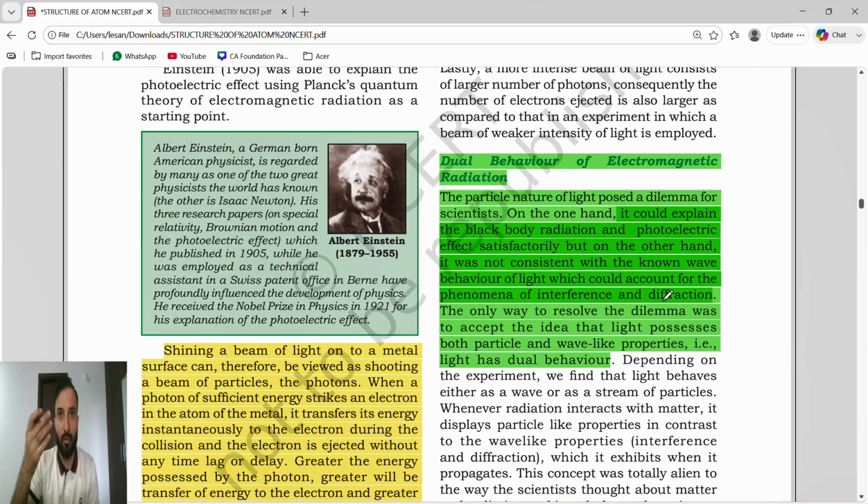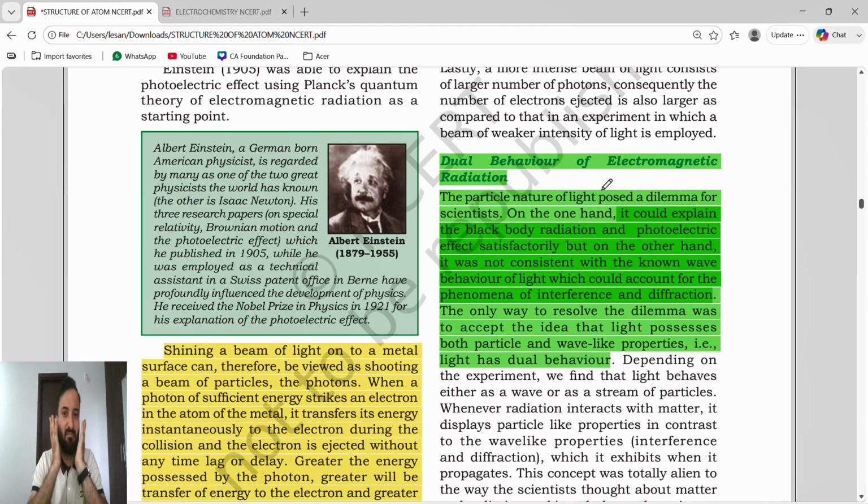But what did they overcome this with? The only way to resolve the dilemma was to accept the idea that light possesses both particle and wave-like properties. That is, light has dual behavior. So understand why the scientists did all these experiments: photoelectric effect, black body radiation, the wave behavior of light.